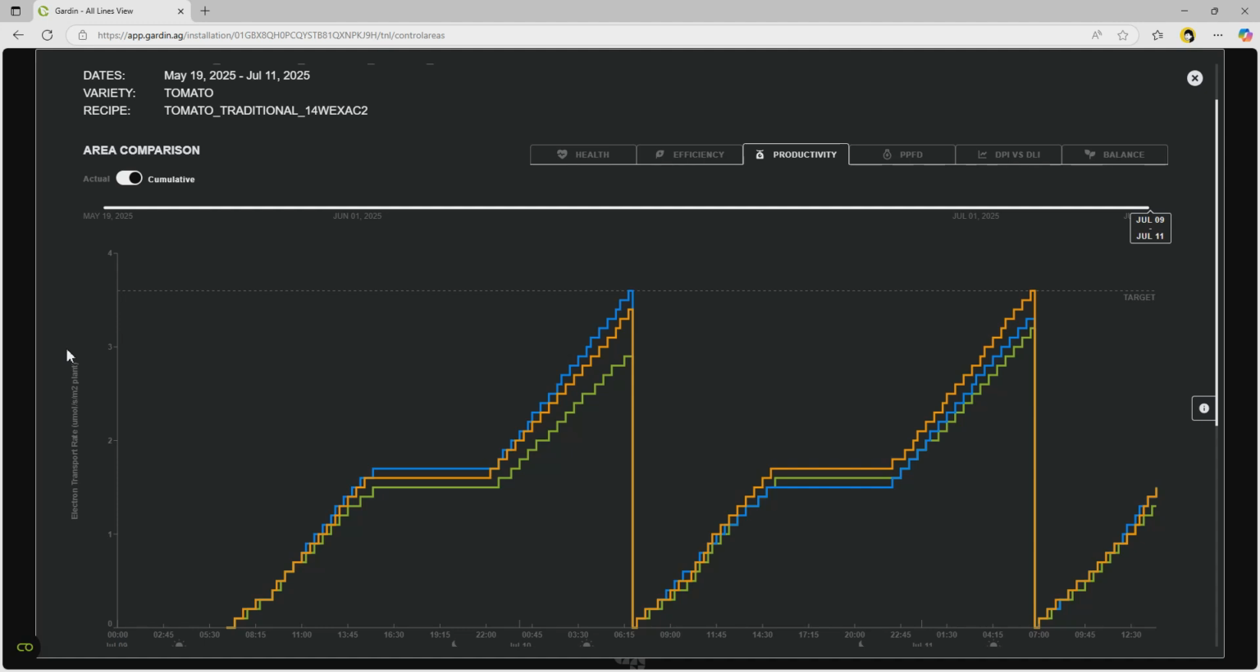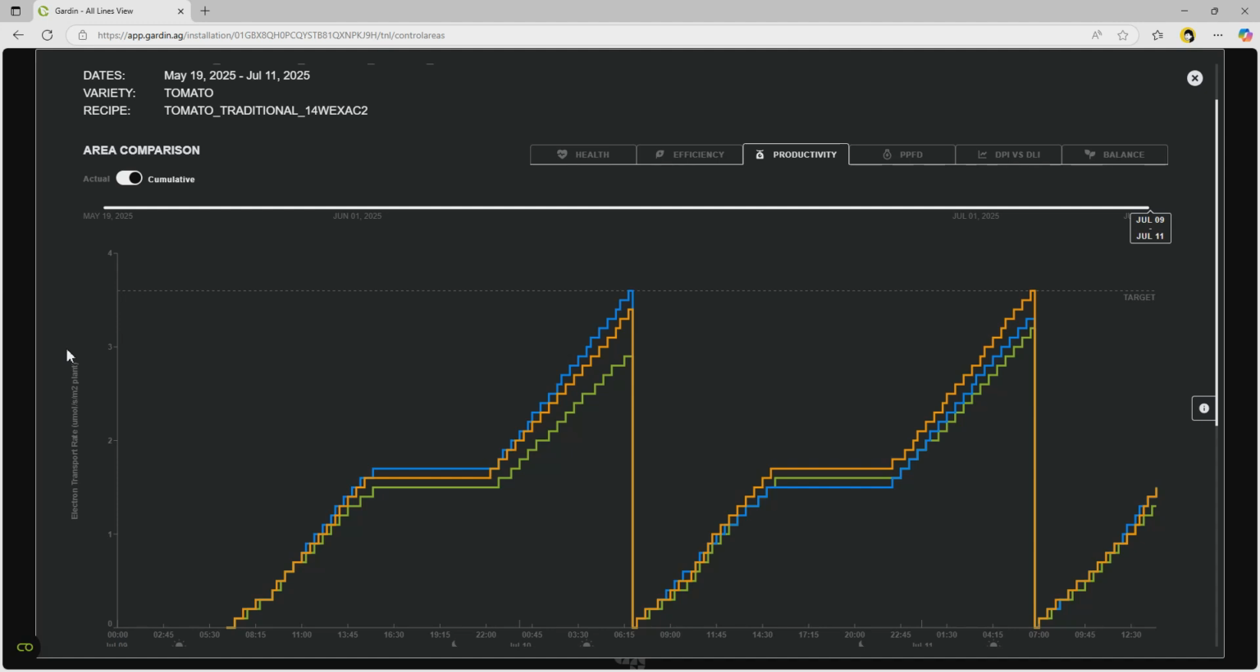We can view this as actual production, showing us the production per 5 minutes, or as cumulative production throughout the day. Similar to how the sum of light during the day is called the DLI, the daily light integral, we call the sum of production the DPI, the daily photosynthesis integral.